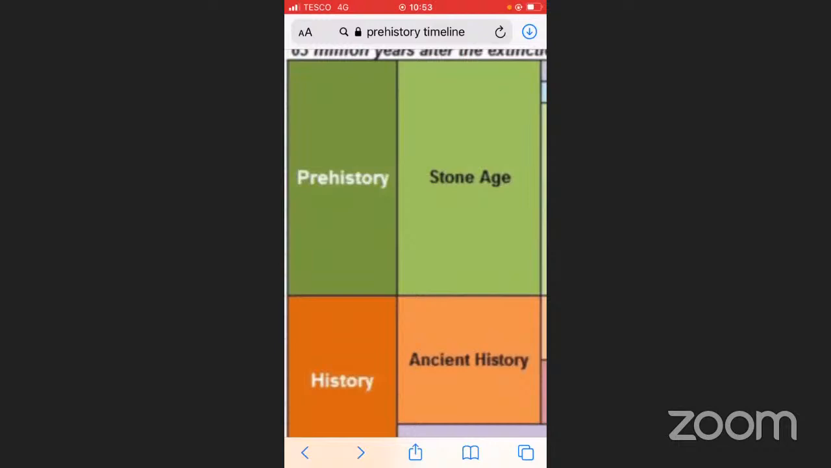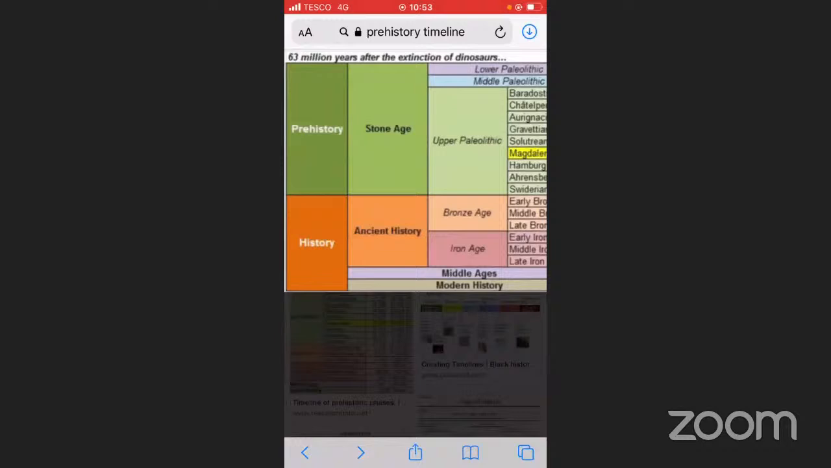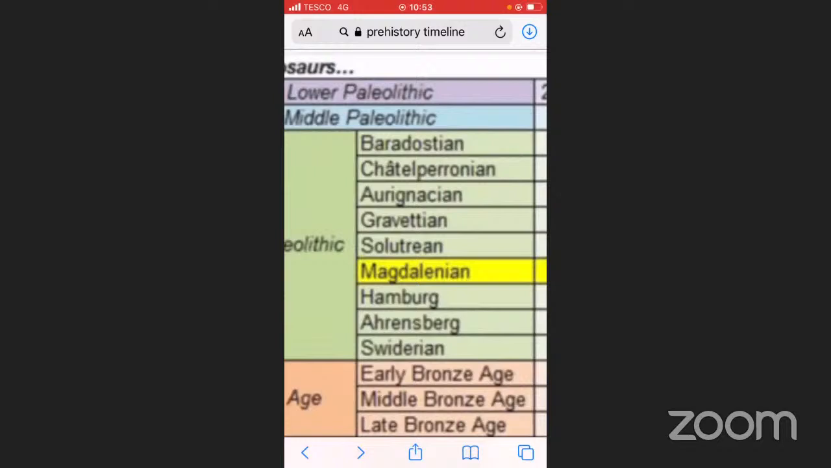So Shanidar Man was so fascinating because of the level of disability that Shanidar 1 had suffered throughout his entire lifetime. And the other thing as well is Shanidar Man was not only from this Middle Paleolithic period, he was also a Neanderthal. He was also a purebred Neanderthal.